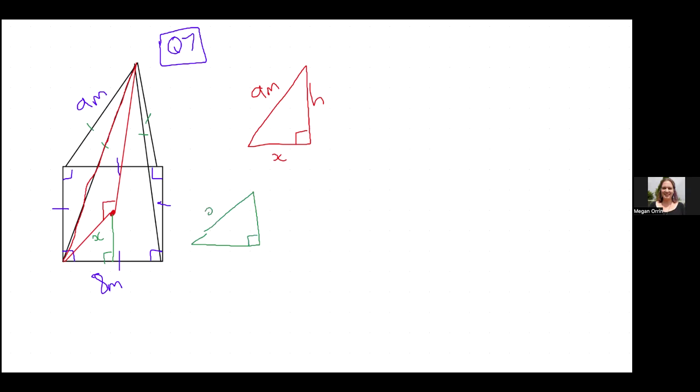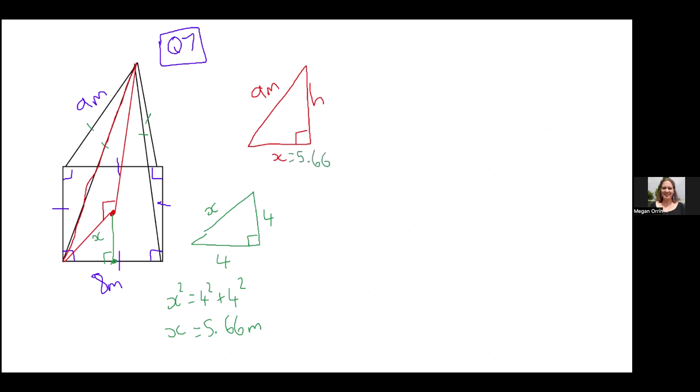Do I know anything about these two sides? Well, of course I do. This is the middle of this line and it's a square, so that makes this 4. This is the middle of that line and it's a square, so that makes it 4. So what I need to do is work out X using Pythagoras. So X squared equals 4 squared plus 4 squared. So X is the square root of 16 plus 16, so the square root of 32, and that is 5.66. All right, so that means I know that this bit here is 5.66.